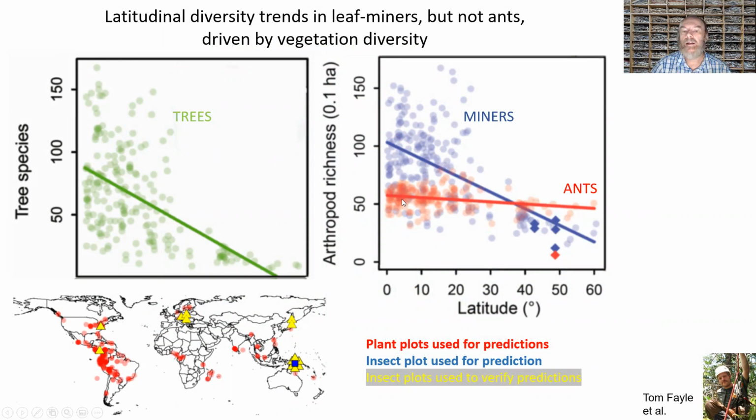Ants are different. They don't follow plants as closely, and the temperate zone ants are seriously under the predicted diversity effect. So there is actually a genuine tropical temperate zone gradient in ants independent of plants.